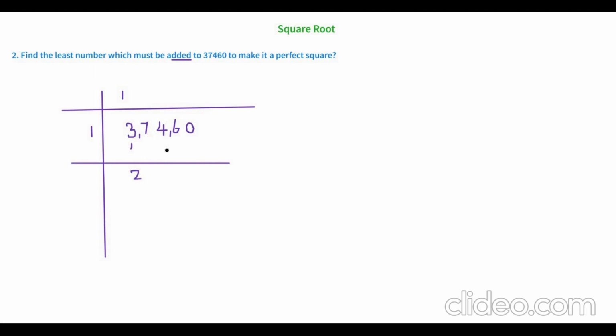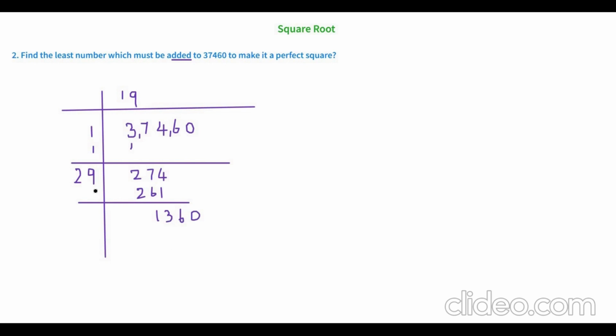Then as usual the same steps, we will bring down the next 2 digits, add 1 with this, so this becomes 2. And then what number should we put here? The same number we'll be putting there. So it is 9 here and 9 here also. So 29 times 9 is 261. So now 261 should be subtracted from 274. So when we subtract, we get 13 as a remainder.